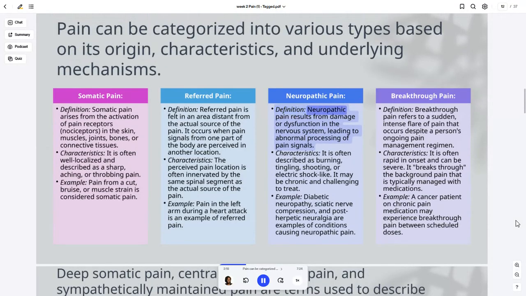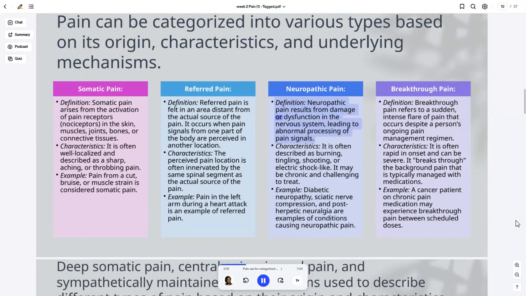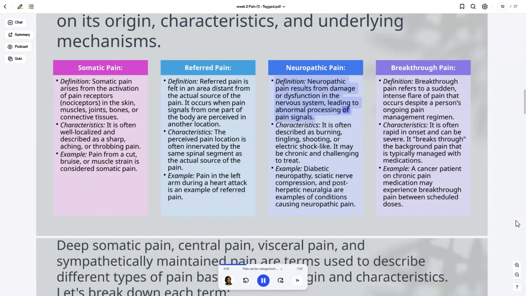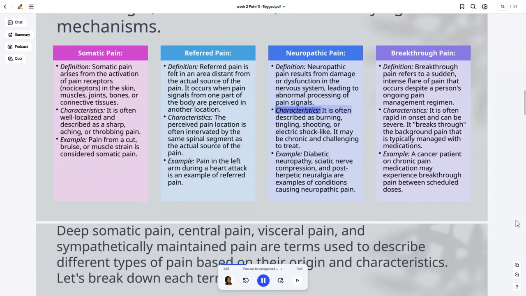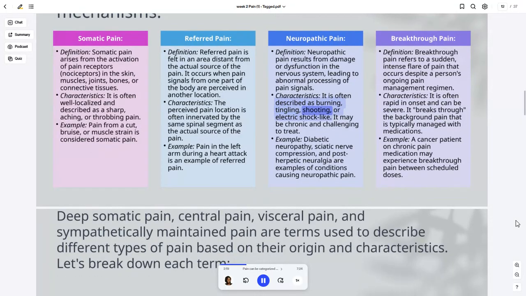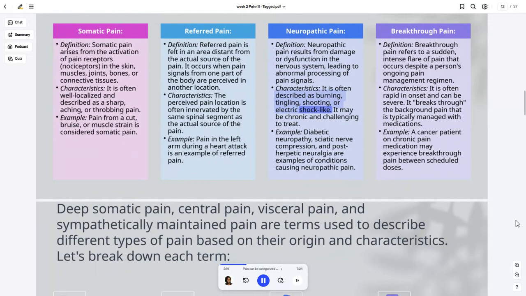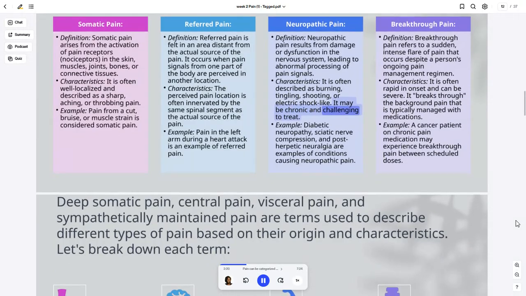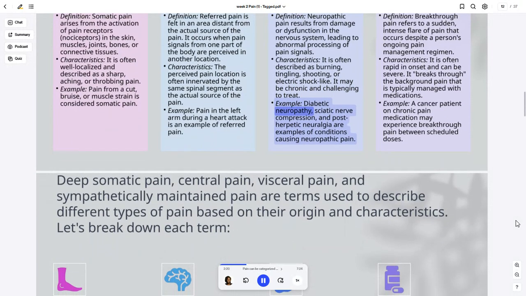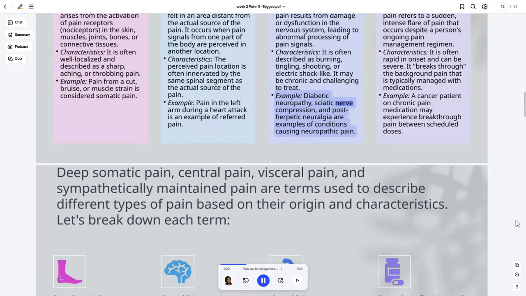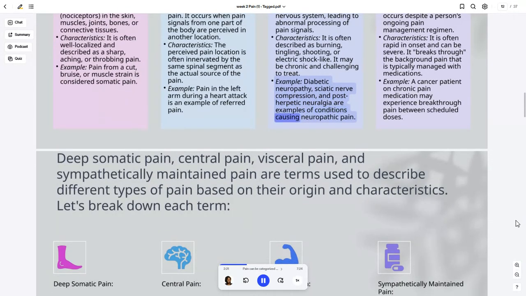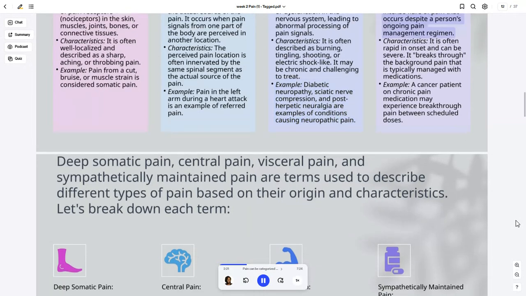Definition: neuropathic pain results from damage or dysfunction in the nervous system, leading to abnormal processing of pain signals. Characteristics: it is often described as burning, tingling, shooting, or electric shock-like. It may be chronic and challenging to treat. Example: diabetic neuropathy, sciatic nerve compression, and postherpetic neuralgia are examples of conditions causing neuropathic pain.